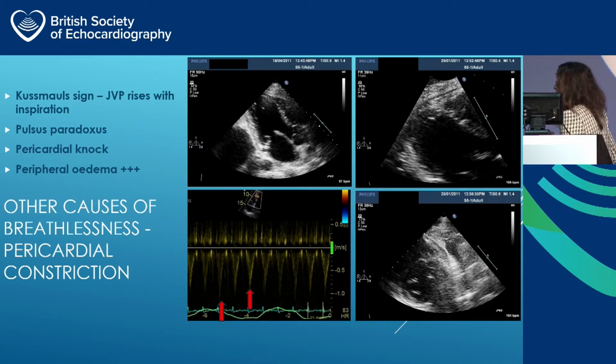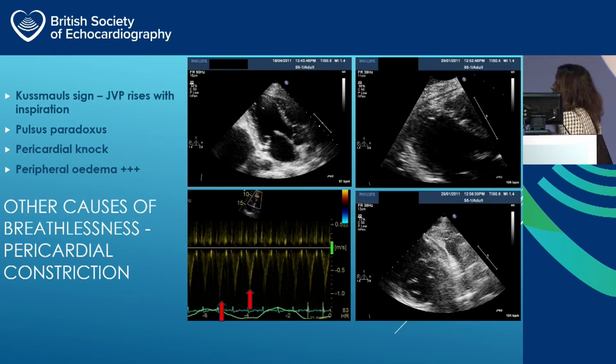Other causes of breathlessness, pericardial constriction. Again, the heart's encased in a box. This time it's the pericardium that's thickened and constricted. It tends to develop very slowly over time. They may have this sign, Kussmaul's sign. The JVP should drop in inspiration. We never usually see it, so we don't usually check it, but it should drop because your right ventricle fills as you breathe in, which allows the SVC pressure to drop a little bit. In constriction, it doesn't drop. It may stay the same or it may rise, and that's Kussmaul's sign.